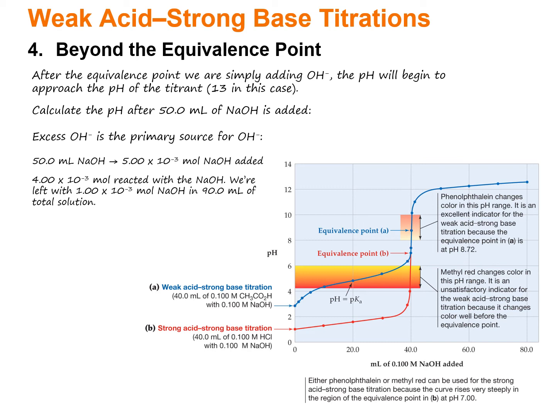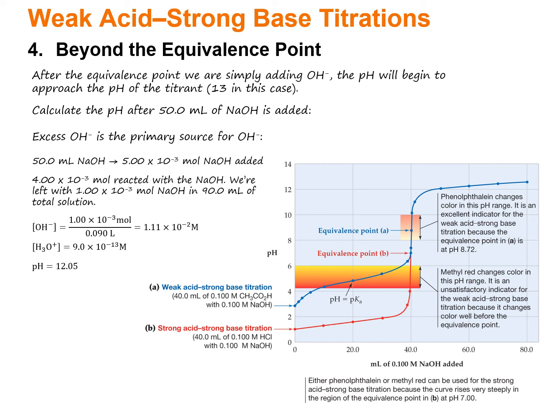We've added 50 of the sodium hydroxide. We started with 40, so we're at 90. This gives me a hydroxide concentration of 1 times 10 to the minus 3 moles over that 0.09 liters, or 90 milliliters. And that's going to yield a concentration of 1.11 times 10 to the minus 2 molar. If I go ahead and figure out what the hydronium ion concentration is, I get 9 times 10 to the minus 13 molar. And if I go ahead and figure out what the pH is from that, I get 12.05.